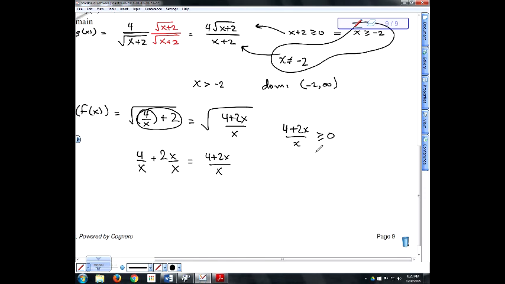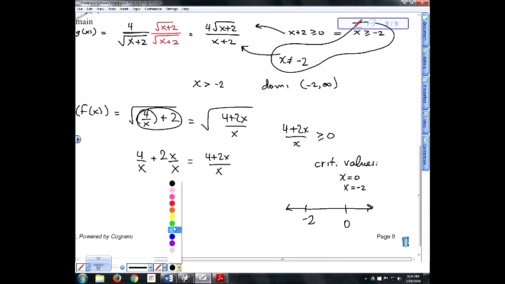So critical values, the denominator is going to equal 0 when x equals 0. The numerator is going to equal 0 when x equals negative 2. So those are the critical values. The next step would be to place those on a number line and then choose test values in between each of these intervals. So I'm going to choose a test value of negative 3, a test value of negative 1, and a test value of positive 1. So if I plug the negative 3 into the x's, I'm going to get 4 plus negative 6 over negative 3.